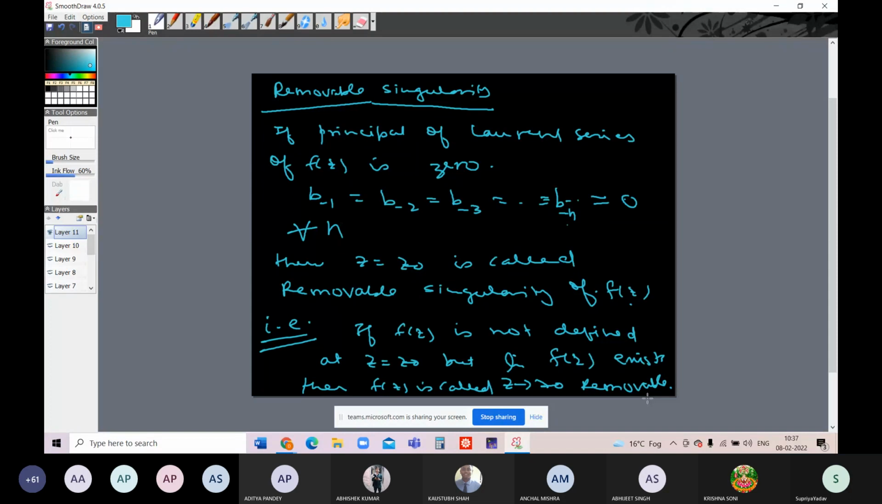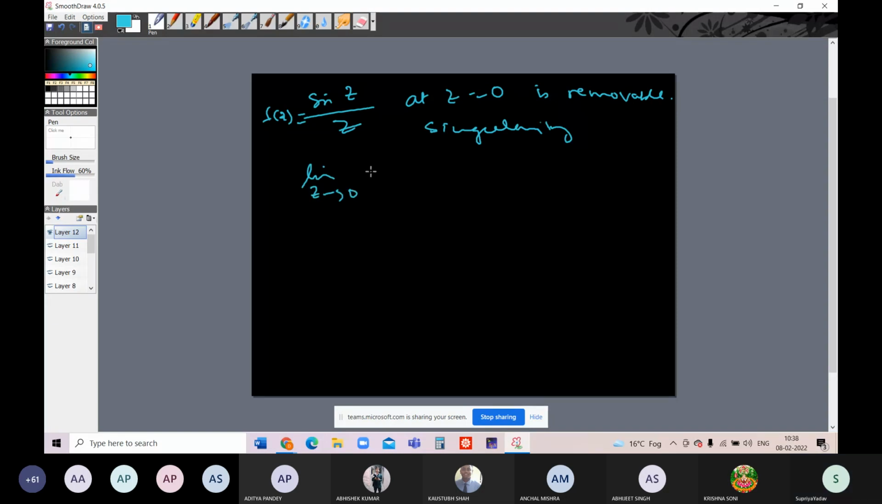Like, suppose, if we look at an example, we can say that sin z upon z at z is equal to 0 is a removable singularity for this function f(z), because at z is equal to z naught it is not defined, but when we are taking the limit of sin z upon z, this must be 1. So the limit exists, that's why it is a removable singularity.